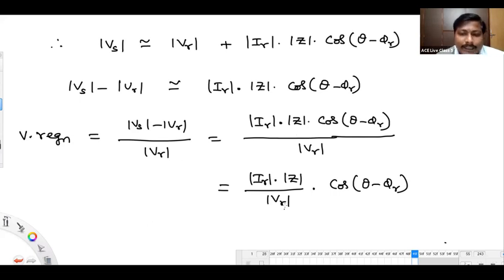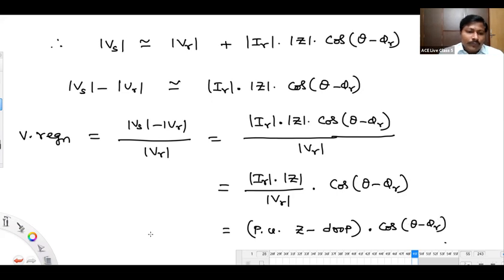Next, I can say here IR into Z is the absolute voltage drop. VR, you assume as the rated voltage for the time being. So this you can write as the per unit voltage drop into cos of theta minus phi r. Per unit voltage drop is the Z drop, so it is the per unit impedance drop into cos of theta minus phi r.